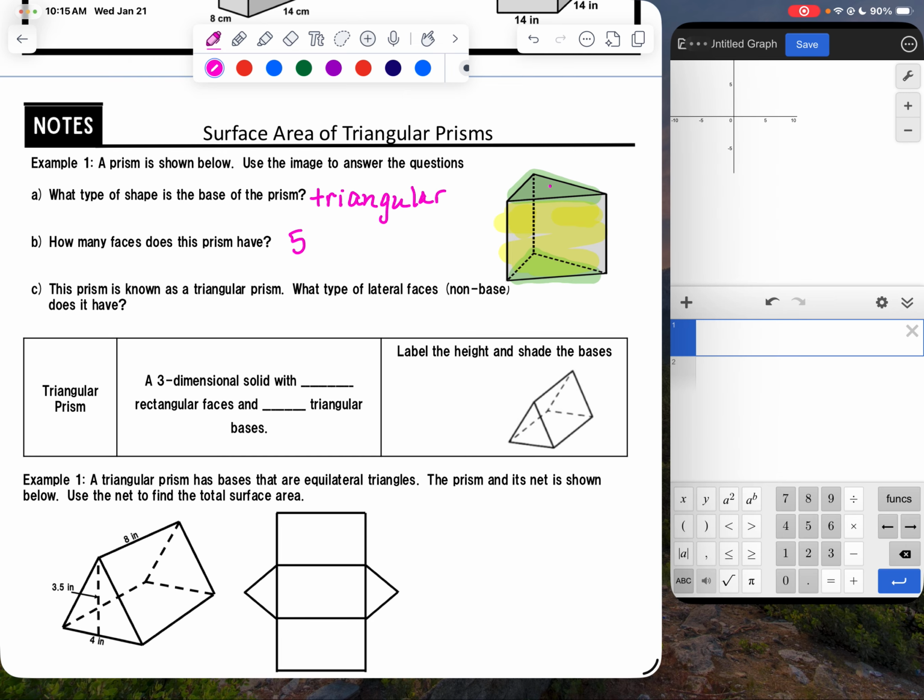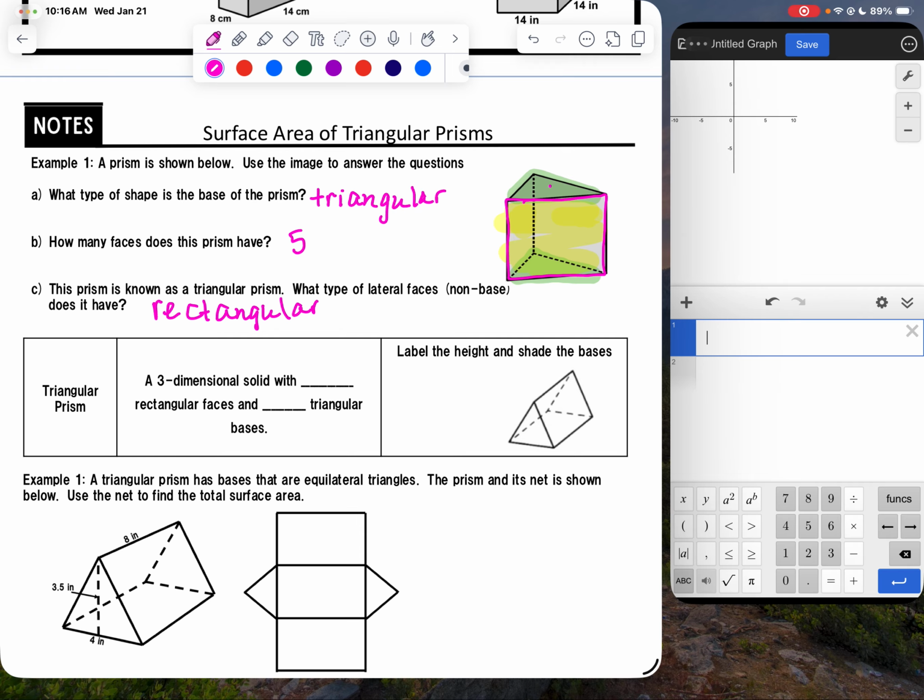Part C, the prism is known as a triangular prism. What type of lateral faces does it have? So what they're asking is, what shape is each of the lateral faces? And so that would be rectangular. So for a definition, a triangular prism is a three-dimensional solid with 3 rectangular faces and 2 triangular bases.